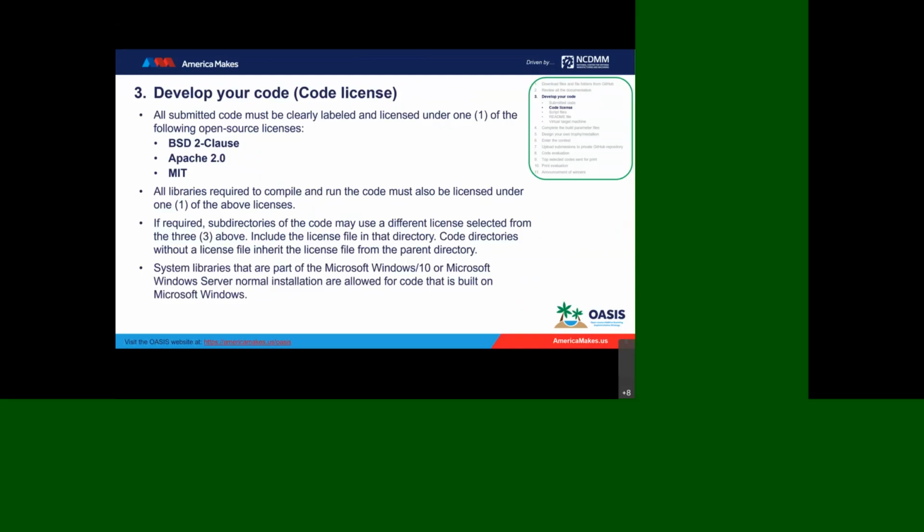If required, subdirectories of the code may use a different license from the 3 above, but it must be included in that directory. Code directories without a license file inherit the license from the parent directory. System libraries that are part of the Microsoft Windows 10 or Microsoft Windows Server normal installation are allowed for code that is built on Microsoft Windows.